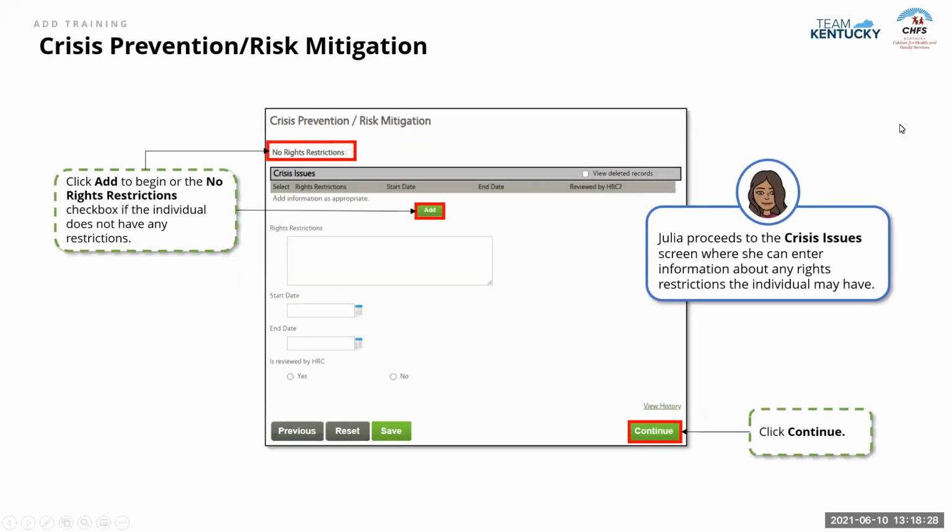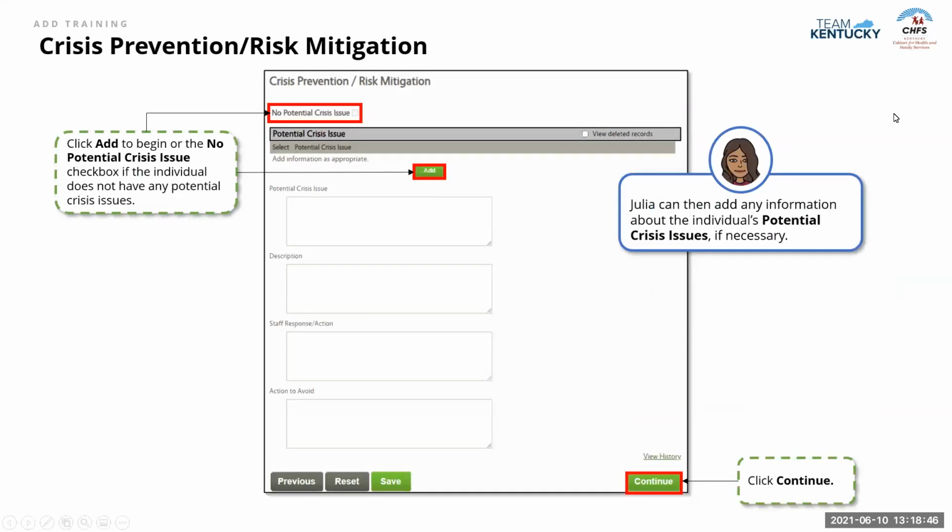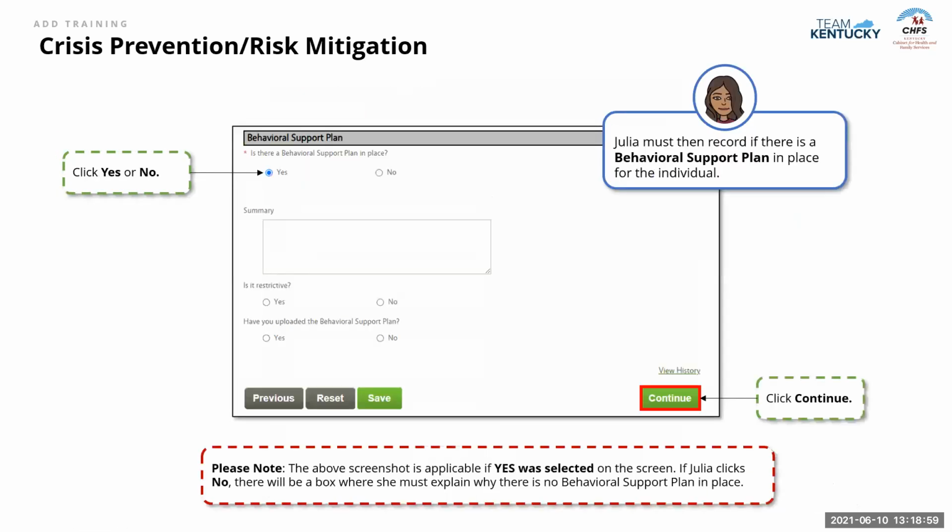And next, she's got the rights restriction screen. She's going to enter any rights restrictions as well as the dates that those specific restrictions apply for the individual. If not, she can click that no rights restrictions checkbox at the top and proceed forward. Next, she's going to see this any potential crisis issues screen where she can once again fill out similar information to what she did before. And next, Julia is going to see the behavioral support plan screen.